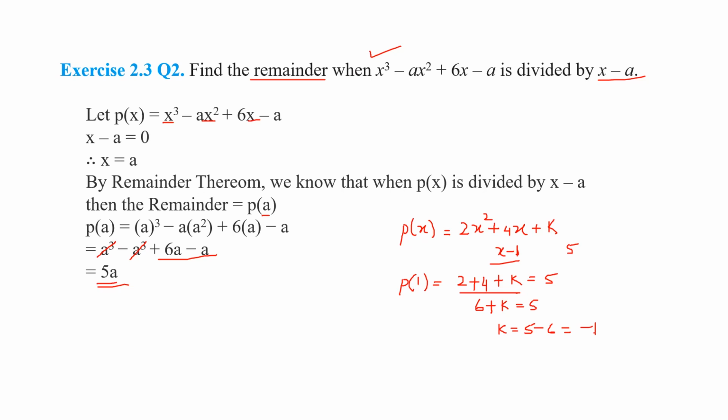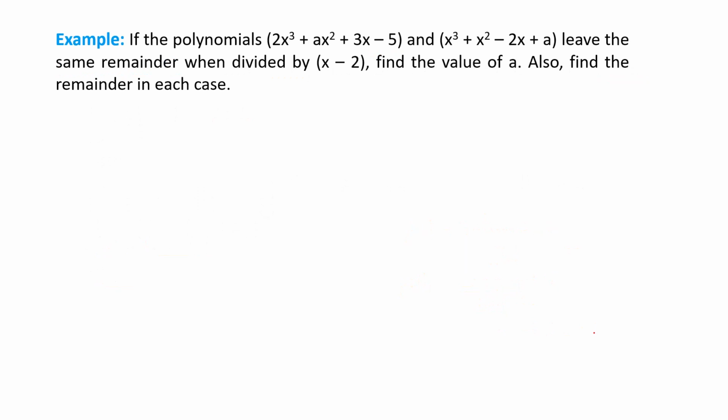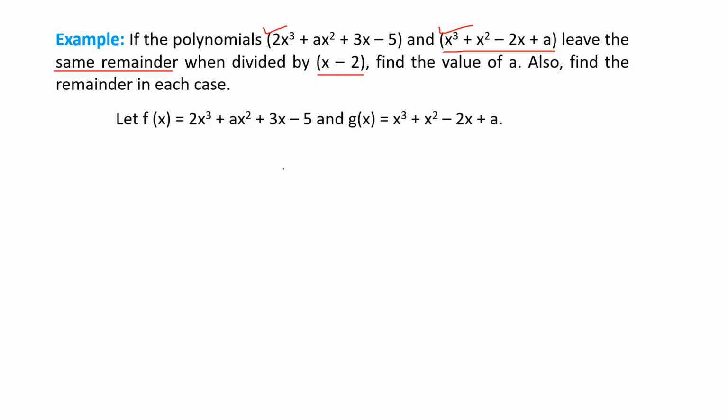Okay, now we'll see one example of an additional question. If the polynomials 2x cube plus ax square plus 3x minus 5 and x cube plus x square minus 2x plus a leave the same remainder when divided by x minus 2, find the value of a. Also find the remainder in each case. So we take the first as f of x and the second as g of x. Let it be the first step.